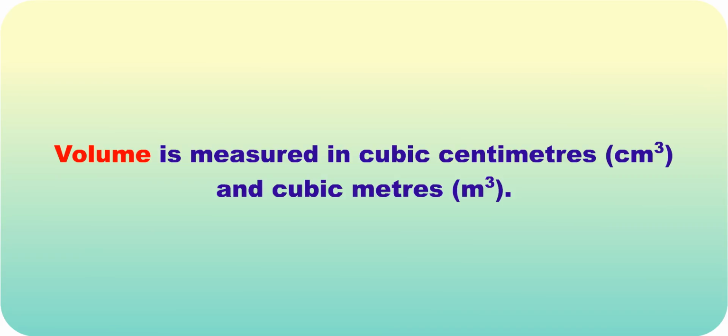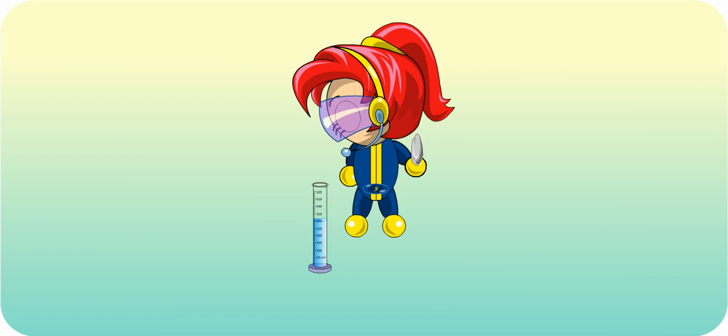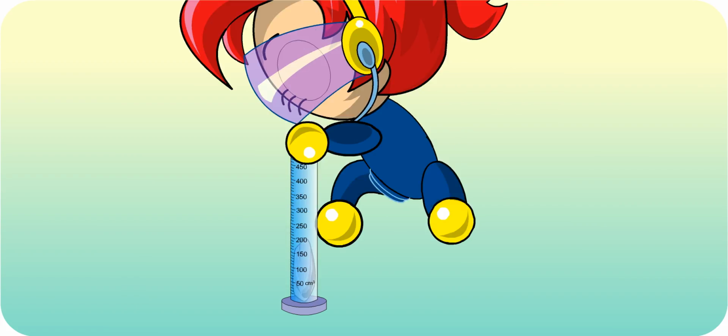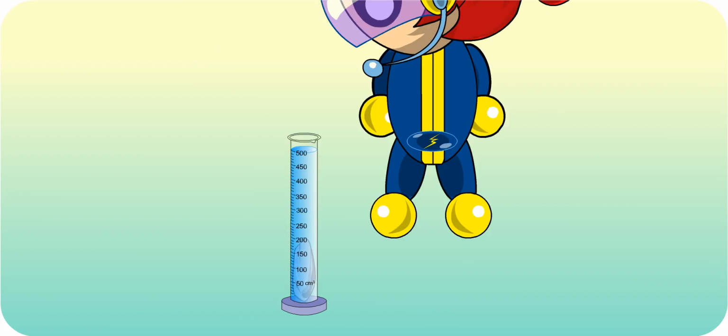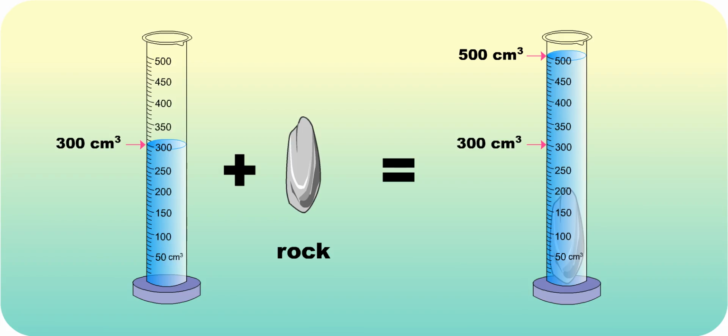Next, we shall take a look at the volume of matter. Volume is measured in cubic centimeters and cubic meters. Let's take a look at the volume of a solid. The volume of a solid can be measured by immersing it into a container of water and checking the rise in water level. The water level rose by 200 cubic centimeters when I dropped my rock in. So, the volume of my rock is 200 cubic centimeters.